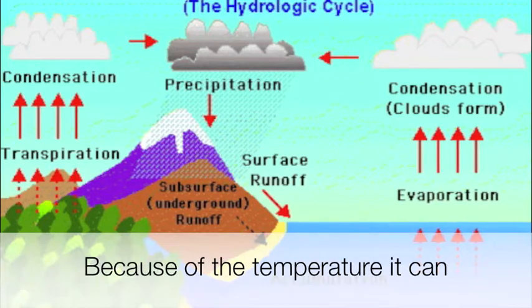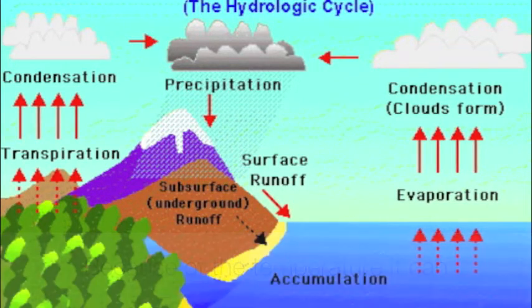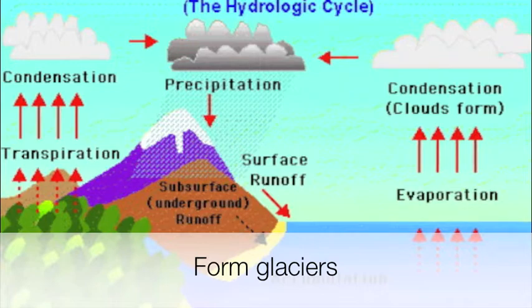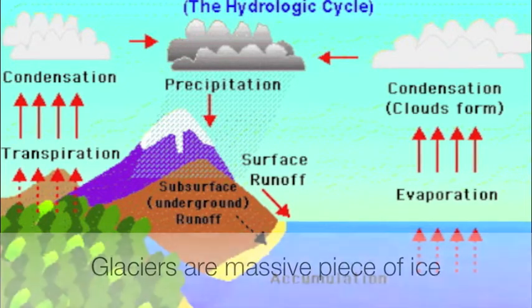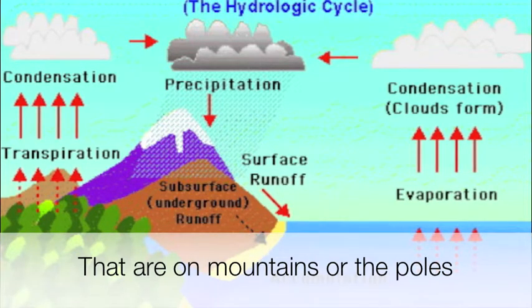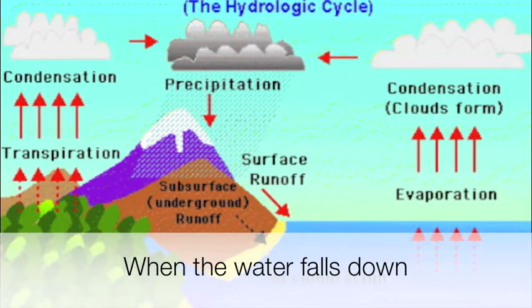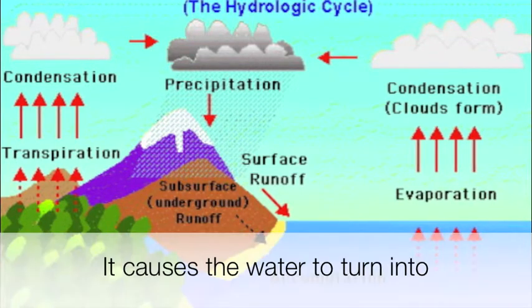When it snows on the mountain top, it can turn into ice. Because of the temperature, it may form glaciers. Glaciers are massive pieces of ice that are on mountains or poles.